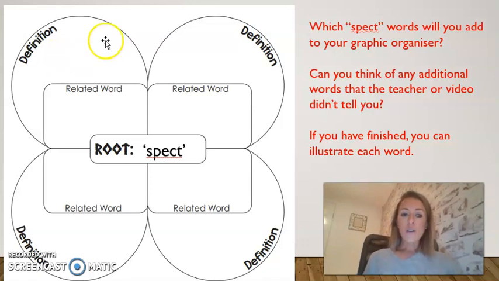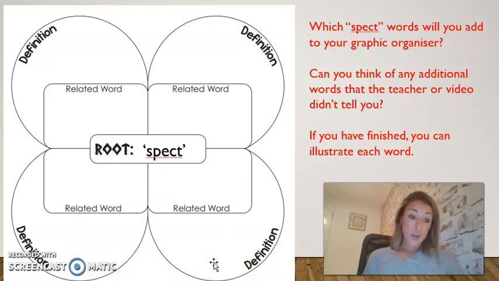So you're going to choose 4 spect words. It would be great if you could think of at least one that is a new word. Don't worry if you can't, just try really hard to have a think. And once you've done that, I would love to see you illustrating these, adding little pictures.